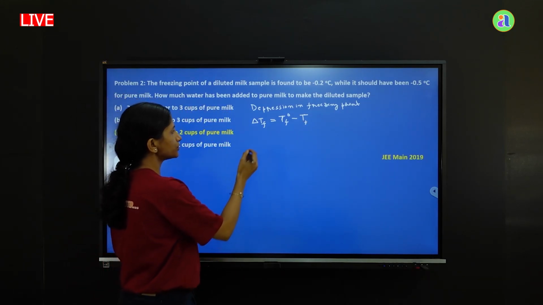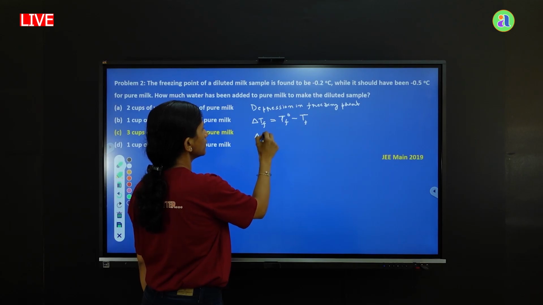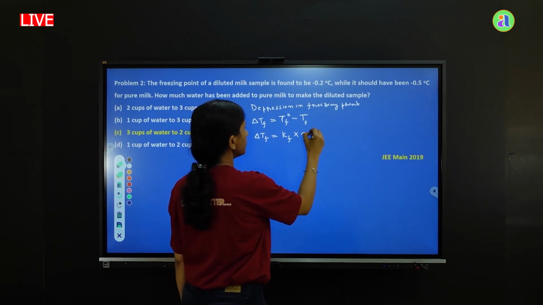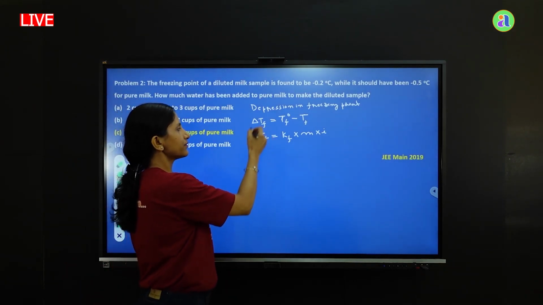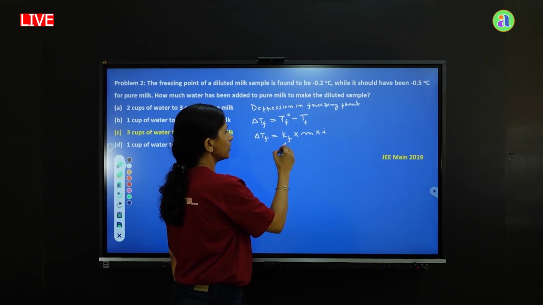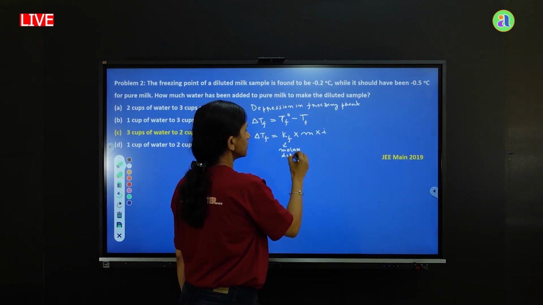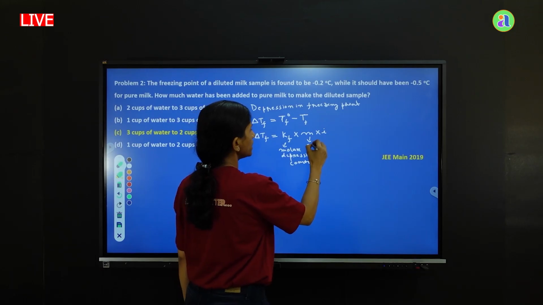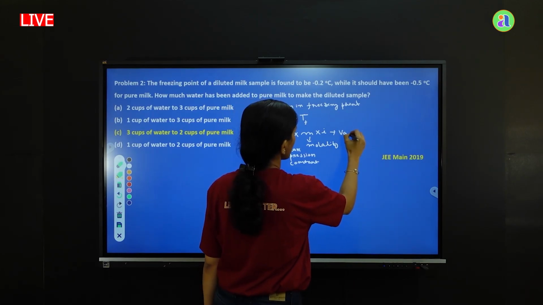Now also we know that delta TF is equal to Kf times m times i. So this is the depression in freezing point, and Kf is your molal depression constant, m is your molality, and i is the Van 't Hoff factor.